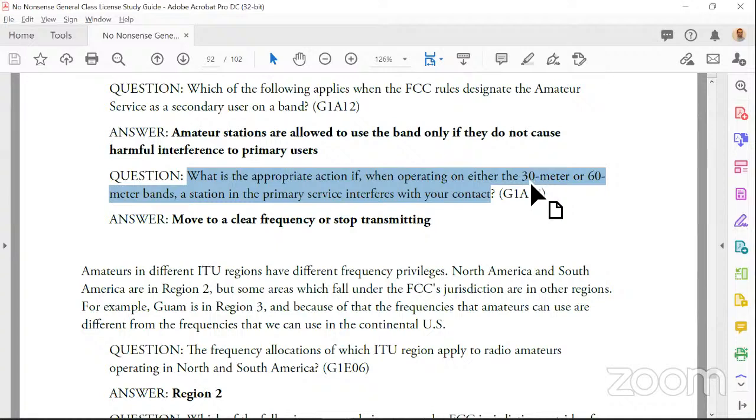So let's test our little 300 theory again. What is the 30-meter band? Well, I am not too sure. Let's try our trusty formula. Divide 300 by 30, we get 10. So we know the 30-meter band is around 10 megahertz or so. And we could do the same thing with the 60-meter band. Divide 300 by 60, and we'll get 5 megahertz.